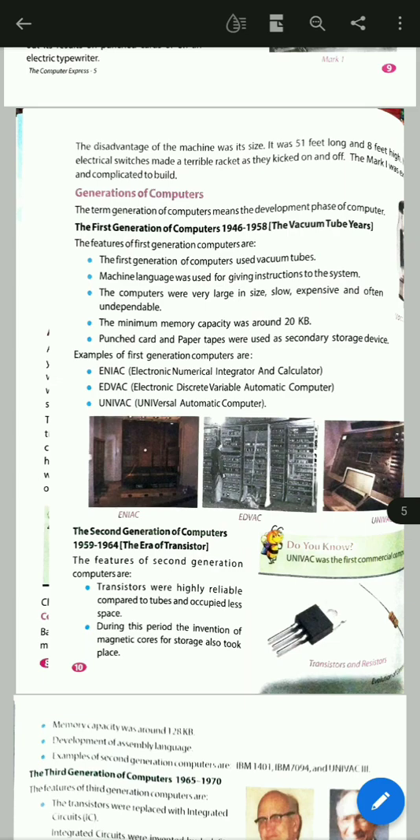Examples of first generation computers are ENIAC, electronic numerical integrator and calculator, EDVAC, electronic discrete variable automatic computer, and UNIVAC, universal automatic computer. So students, these are the examples of first generation computers.